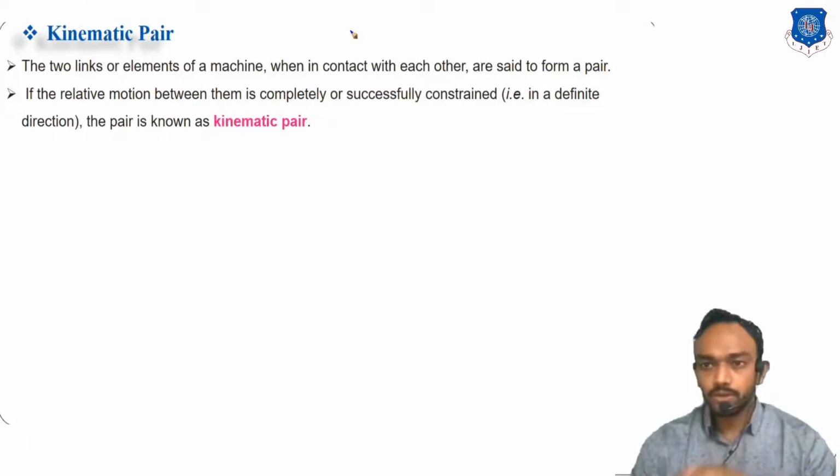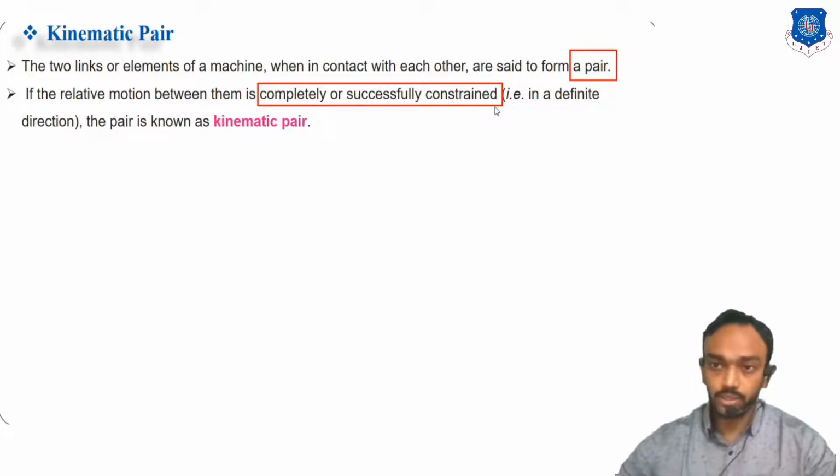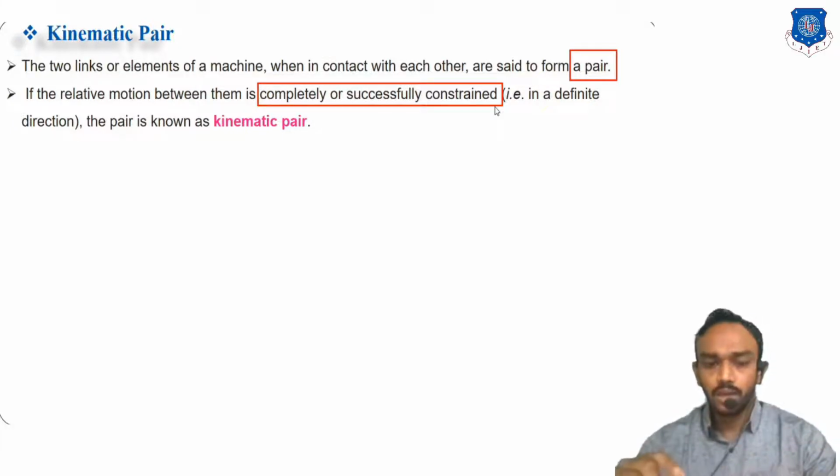When two links or elements of a machine are in contact with each other, they are said to form a pair. Not a kinematic pair, just a pair. But if the relative motion between them is completely or successfully constrained, you already know what completely constrained motion is. Completely constrained means motion in only and only one direction.